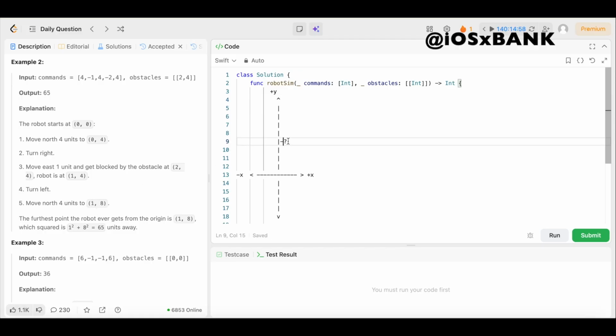So right now we're here. We turn left, so we're facing north again. Boom. We face north. We got to go 4 units north. So that's 1, 2, 3, 4. Now we will be right here.